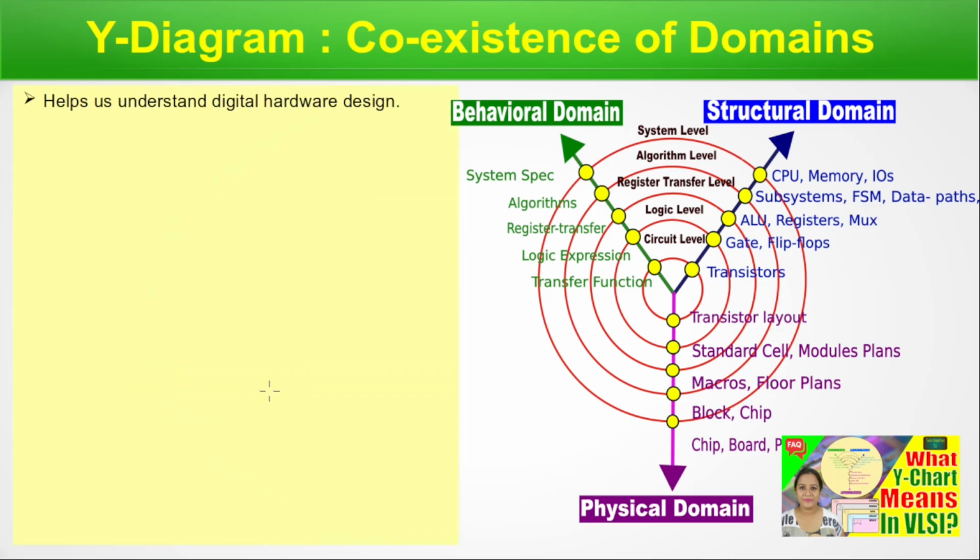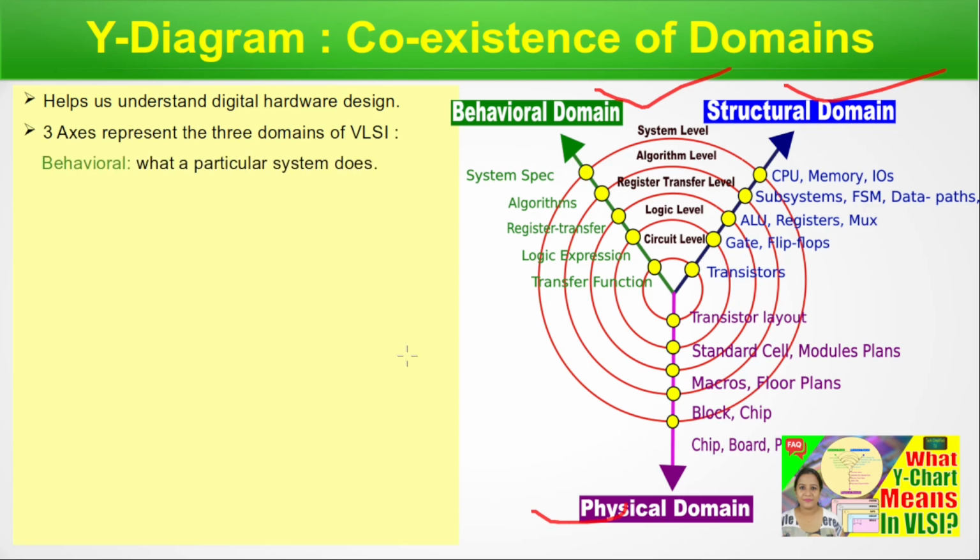So let us start. It helps us to understand digital hardware design. So this Y chart helps us in this particular purpose, and it correlates the different levels of abstraction among the behavioral, structural, and physical domains. Three axes represent the three domains of the VLSI. Behavioral, what a particular system does, that means what is its behavior. Generally this starts with the AGLs.